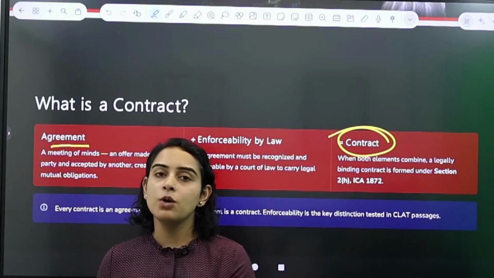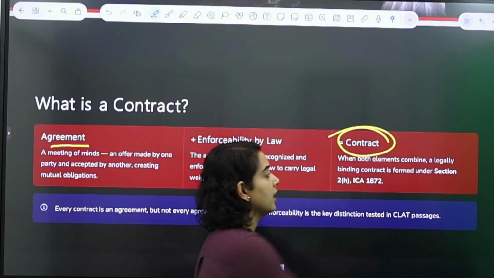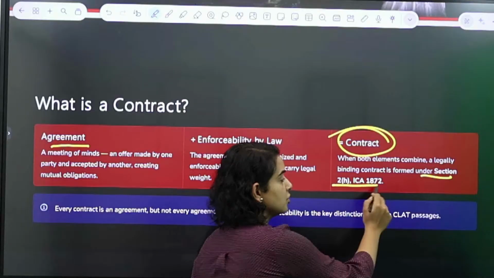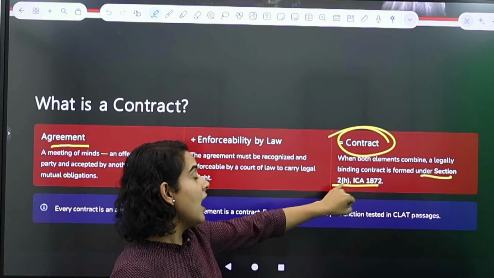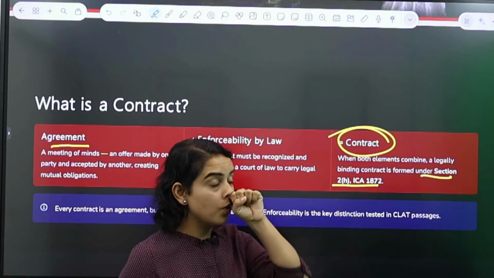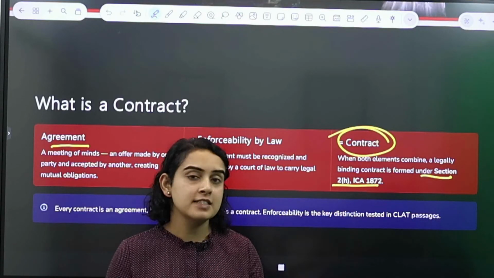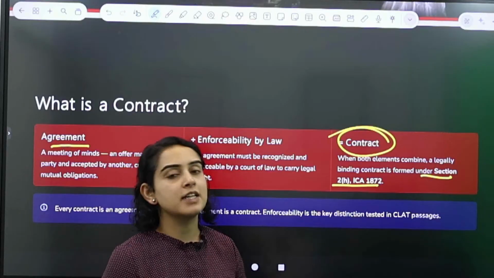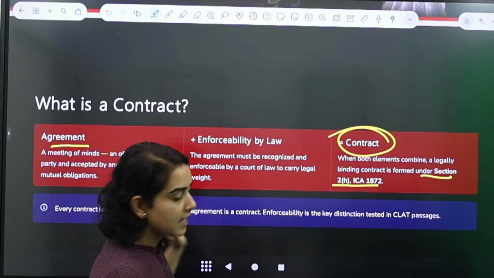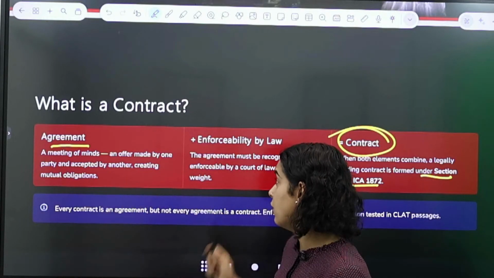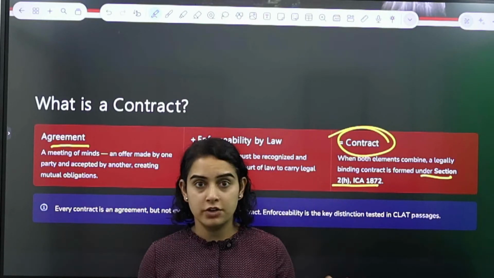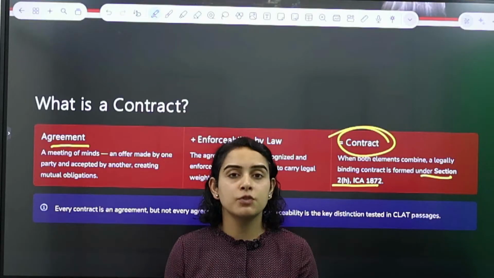Now, in India, all the contracts are governed by the Indian Contract Act 1872, and Section 2 Clause H of the Indian Contract Act 1872 explains and defines the term contract. So it is exactly what I just mentioned: any agreement which is enforceable by law is going to be a contract. An agreement which is not enforceable by law is not.